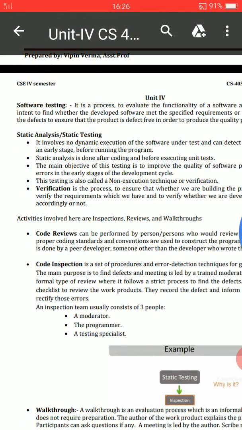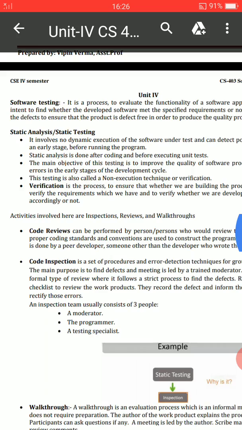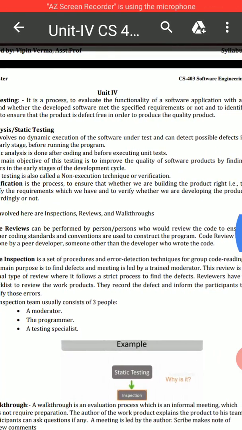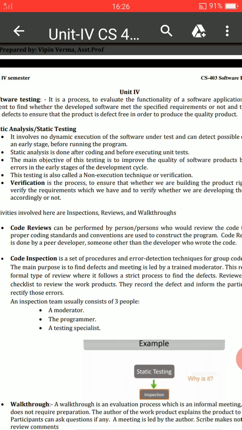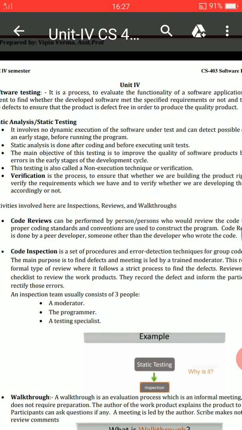This testing is also called a non-execution technique or verification. Now, what is verification? Verification is the process to ensure that we are building the product right. That means during the development process, we apply some methodologies, metrics, and parameters through which we check whether we are on the right path, that is, whether we are developing the right software product or not. This is what we call verification.